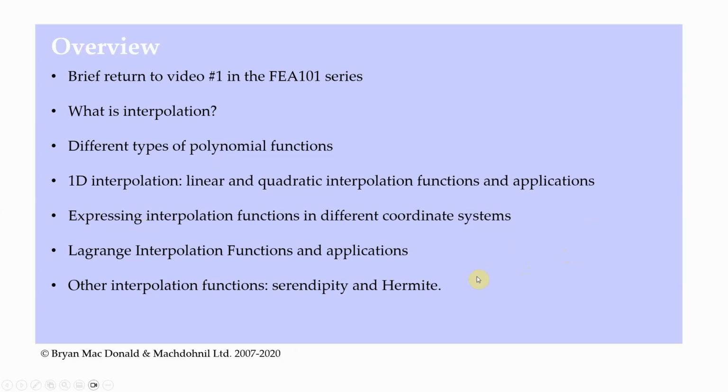We'll then talk about expressing interpolation functions in different coordinate systems, which is very important again for finite element analysis. And then we'll go on and talk about the Lagrange interpolation functions, some applications of those. And then finally we'll quickly cover some other interpolation functions that we'll come across in the rest of this series later on when we look at more complicated finite elements, particularly the Serendipity and the Hermite interpolation functions.